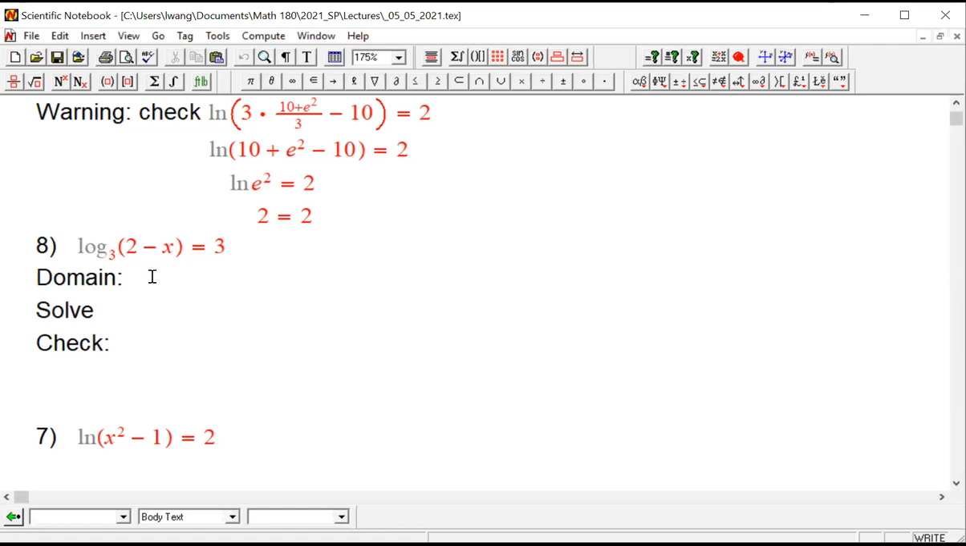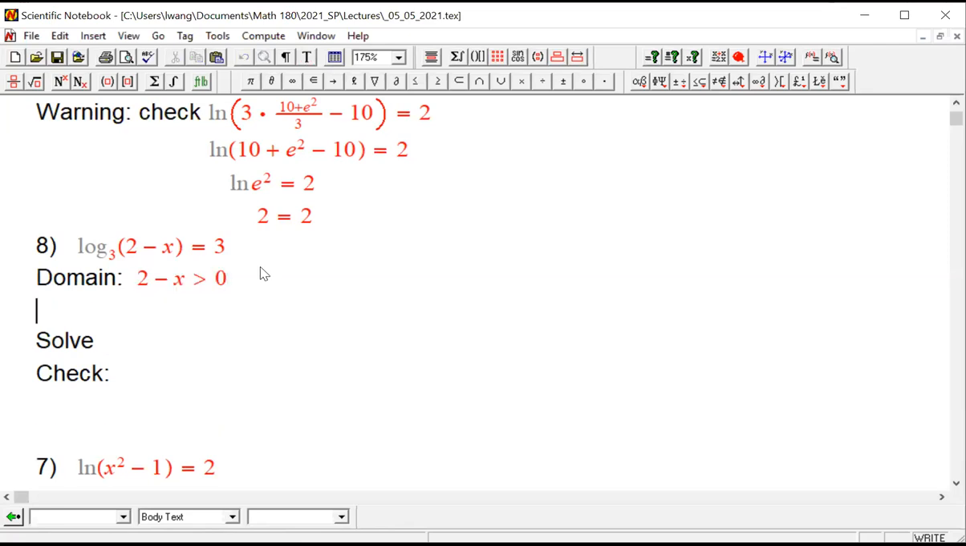Okay, just give me time. Okay, so domain, he did a good job. So 2 minus x is larger than 0. Okay, as a result, x is less than 2. And when solving it, he got 2 minus x equals 3 to the power of 3 by definition. And he ended up with x equals -25.